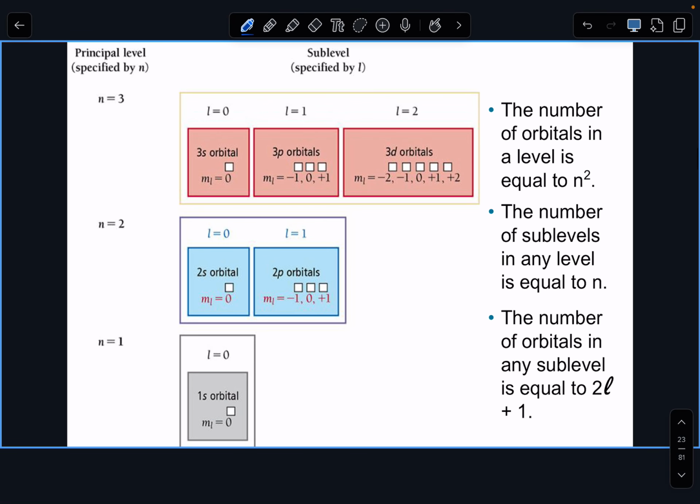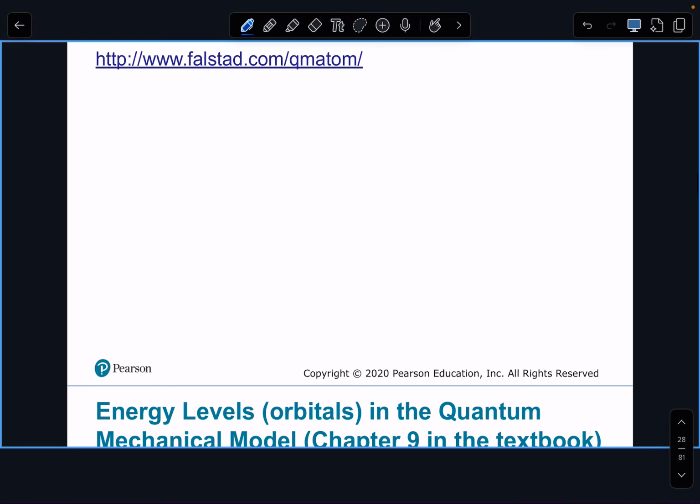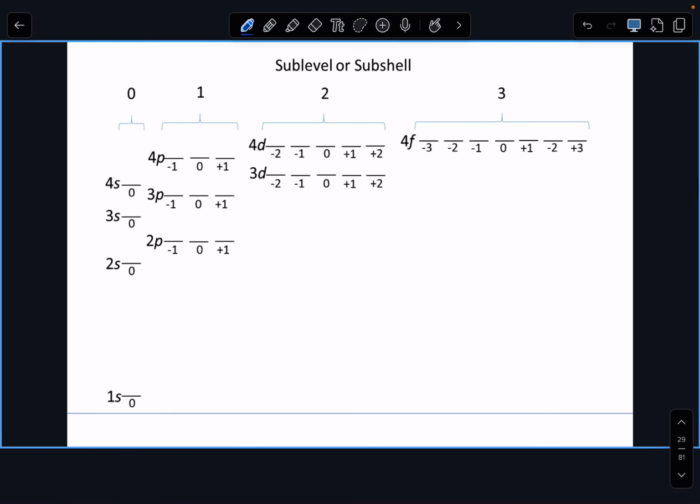The only thing about this image that I don't like is that it doesn't show that these guys are a little bit higher in energy, and then these guys are even higher in energy. Otherwise, it's a pretty good description. There is a better one right here. So it's starting to fill in. The N value is written first. The L value is written as a letter, but it's also written up here.